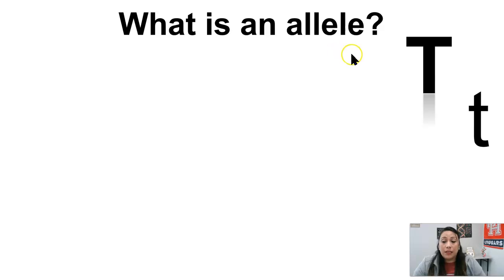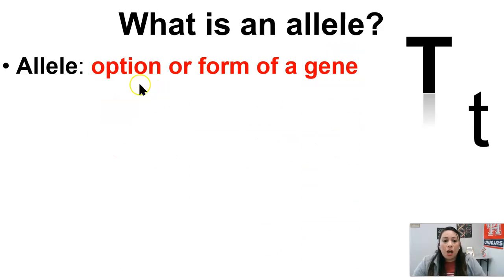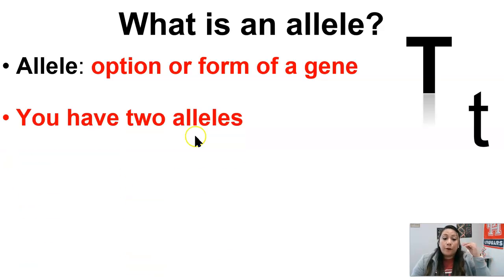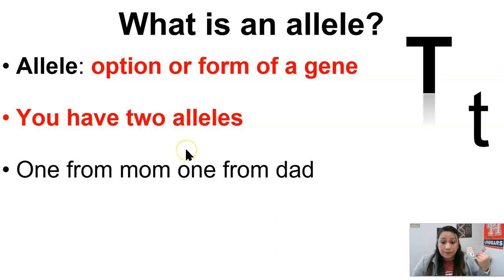We're going to call them alleles. Now, alleles are just options or forms of that gene. For example, eye color, you have the option for brown, blue, gray, green. Those would be my alleles. Now, for every trait that you have, you're going to have two alleles. One came from mom, one came from dad.